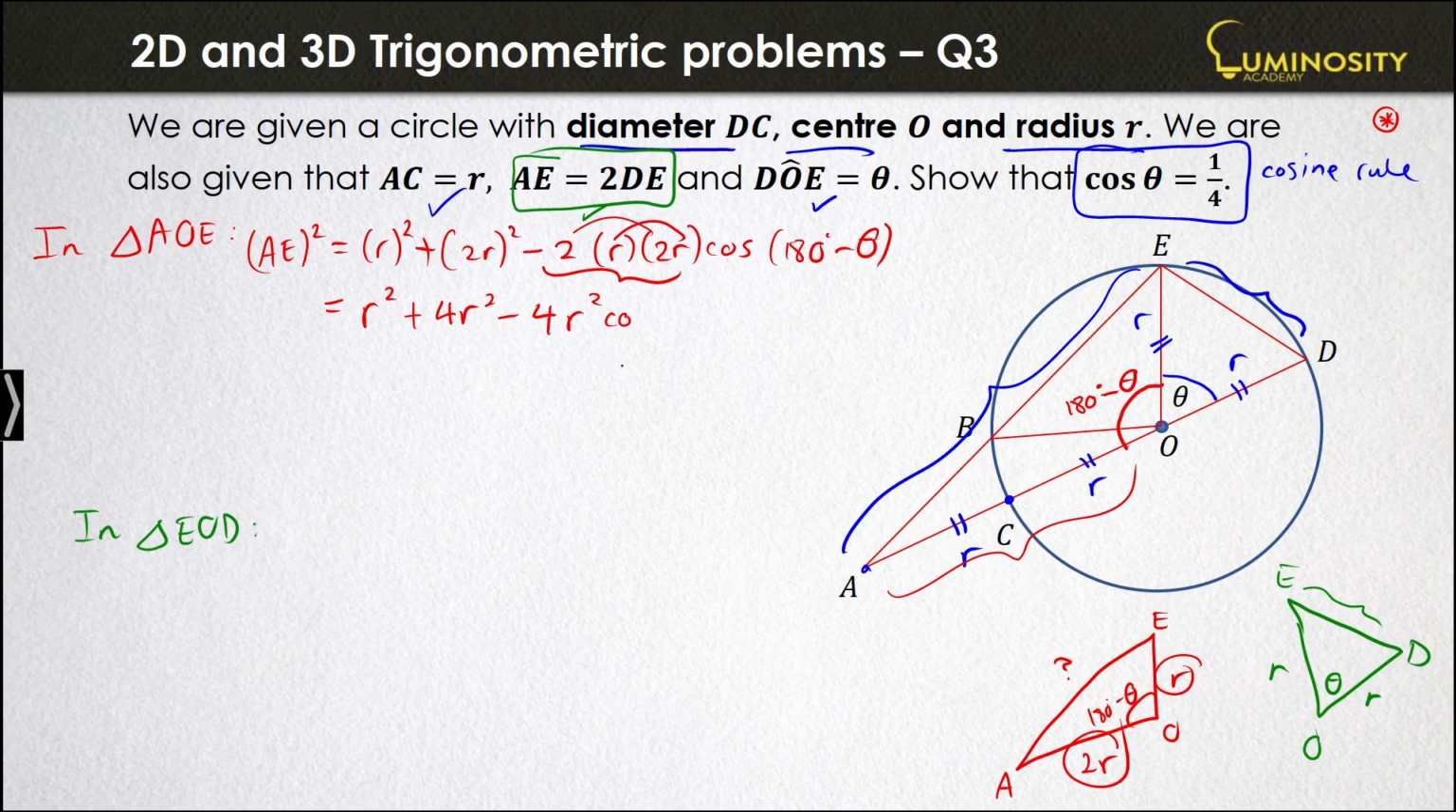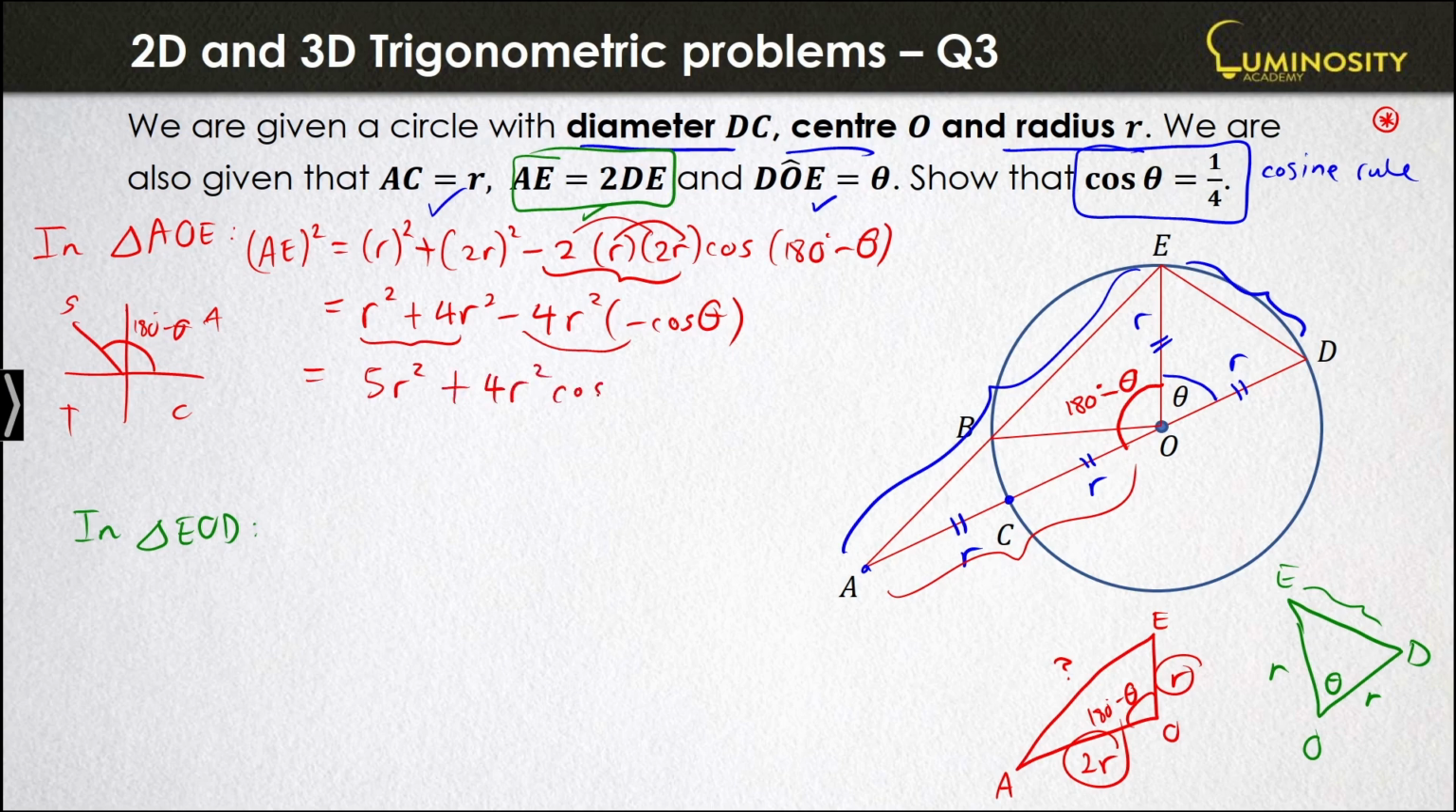180 degrees minus theta. However, if we do reduction formulae, 180 degrees minus theta is going to be here in the second quadrant where only sine is positive. So that's going to become negative cos theta, because you're reducing off the horizontal, so the ratio stays the same. R squared plus 4R squared is 5R squared. Minus minus becomes plus 4 times R squared cos theta. So that's the expression for AE all squared.